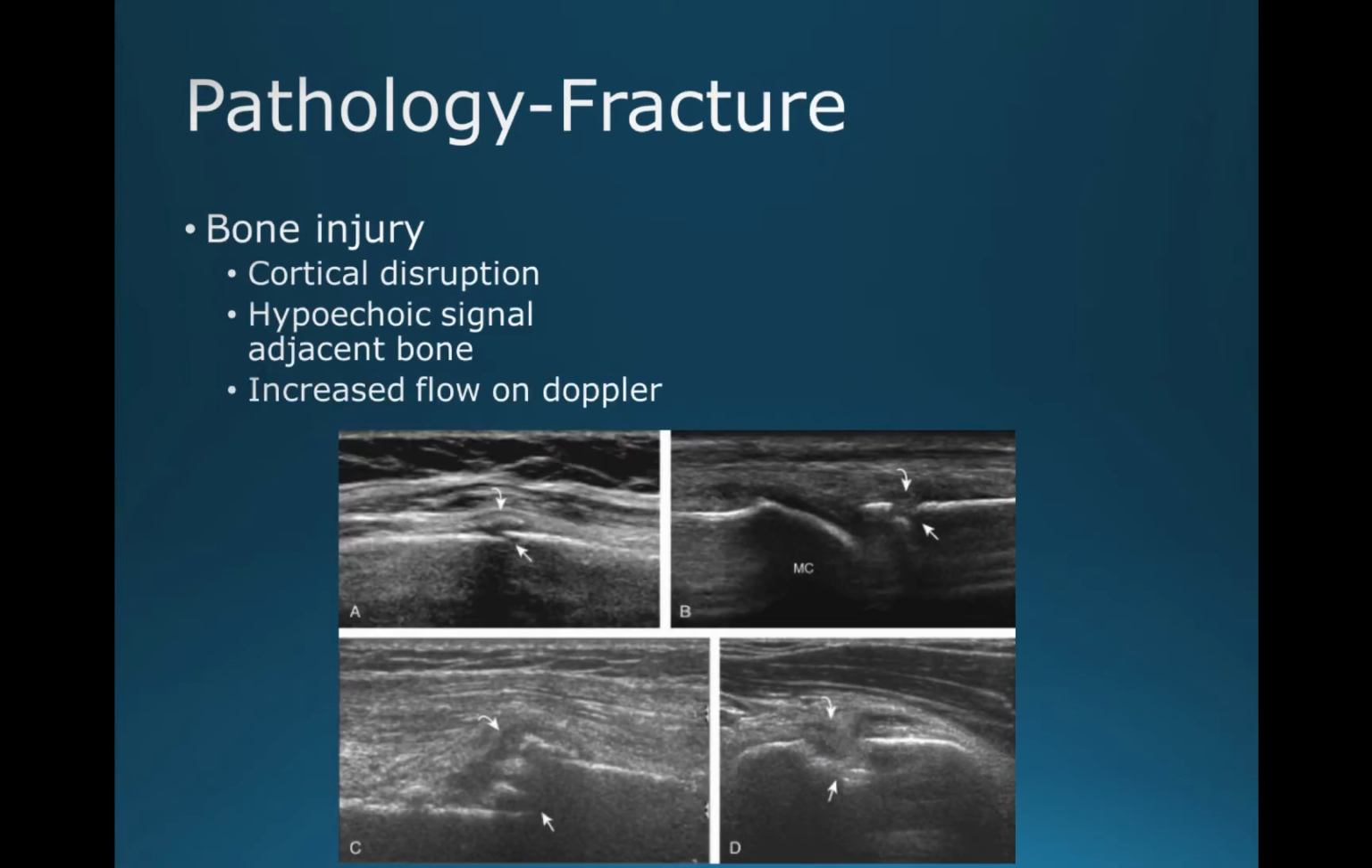Obviously, it's very easy to see a fracture as well with ultrasound on superficial bones. You will see cortical disruption. You can see a hypoechoic signal adjacent to the bone, and you also see increased flow on the Doppler.